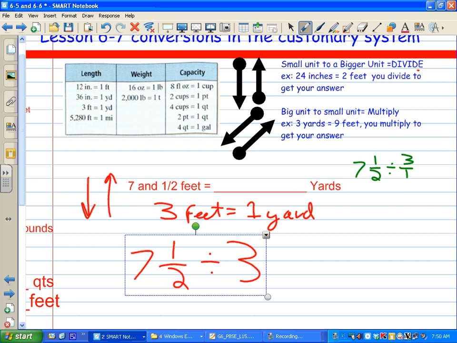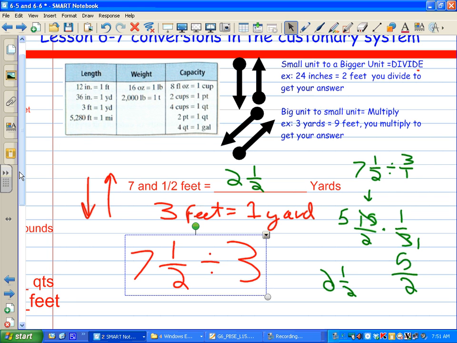Then what I need to do is I'll make 7 1/2 into an improper fraction, which is 15 halves, times the reciprocal, which is 1/3. 15 times, I can take 15 and 3, make my life easier. This becomes 5. This becomes 1. 2 times 1 is 2. And 5 times 1 gives me 5. I get 5 halves, which breaks down to 2 1/2. So 2 1/2 yards. And I guess you could break that down into feet and inches, but why bother?